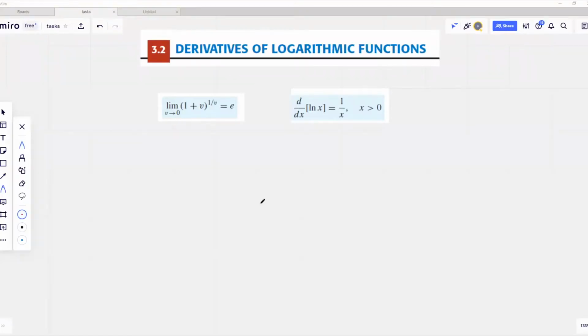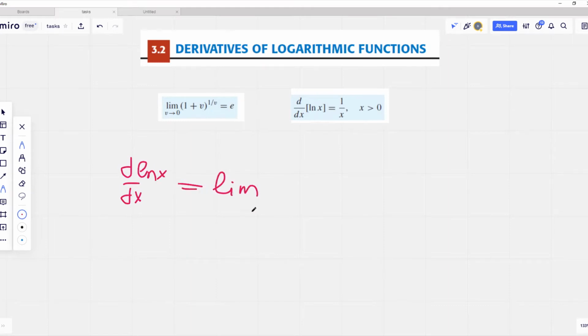Welcome, guys. In the following video, we are going to study derivatives of logarithmic functions. We are going to use the following limit that we have seen in one of our previous lectures to show that the derivative of ln of x is equal to 1 over x. Let's start by writing down the limit definition of ln of x.